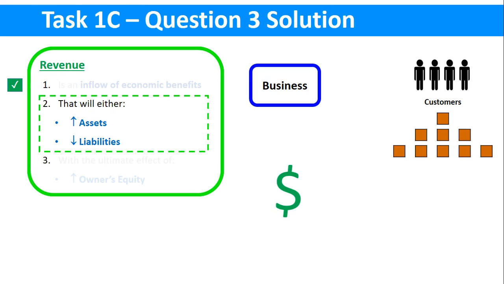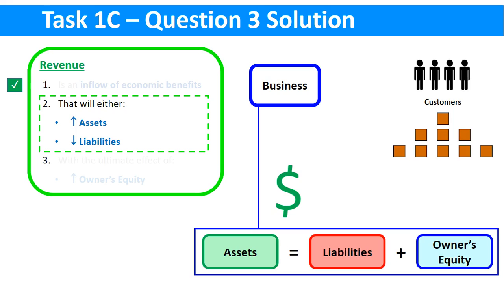The part two to a revenue is, does it increase an asset or decrease a liability? Now it only needs to do one of those two things. So what happens when a business makes a cash sale? Well, it gets more money. So that would increase an asset called cash. So that is also true.